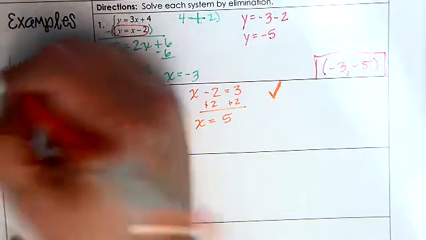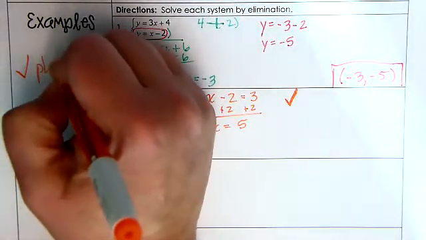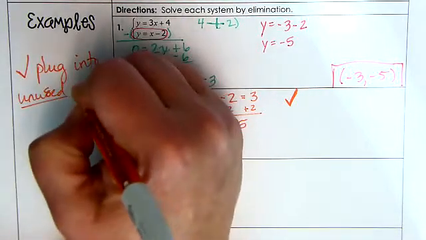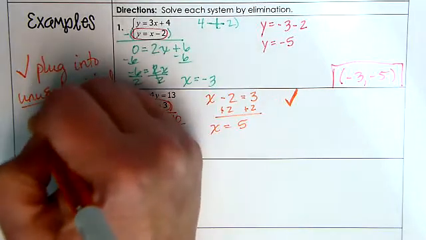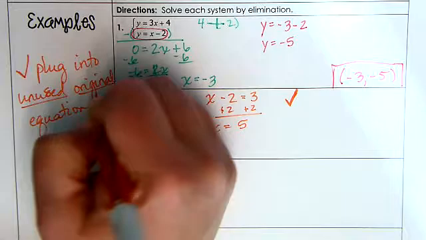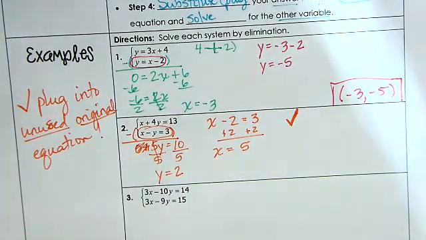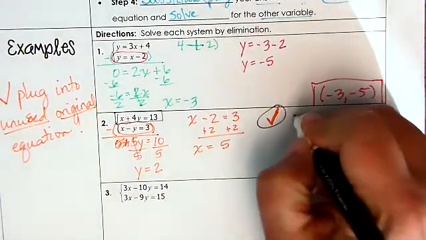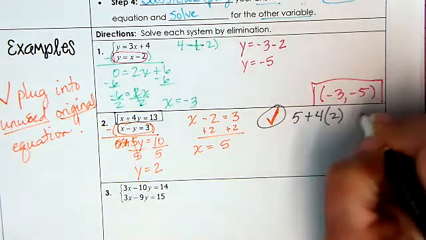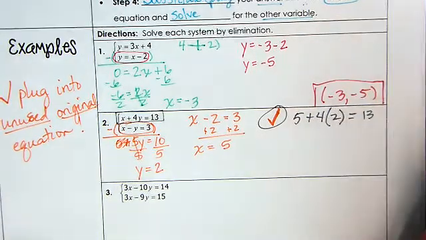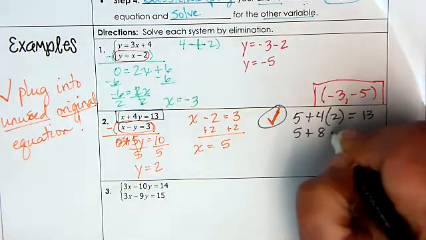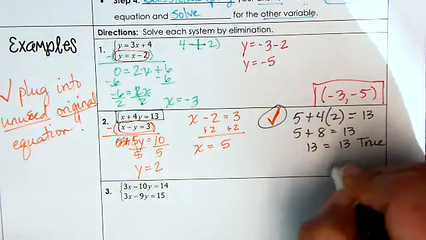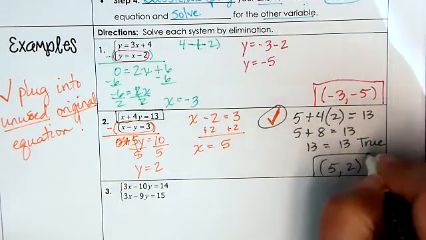And now to check, plug into the unused original equation. So for the check, we're going to use this equation. So I'm going to have 5 plus 4 times 2 equals 13. So I have 5 plus 8, 13 equals 13. 13 equals 13. This is true. So my answer is (5, 2) for this problem.